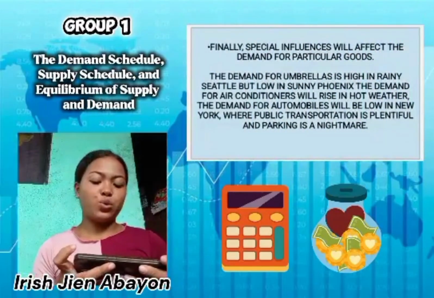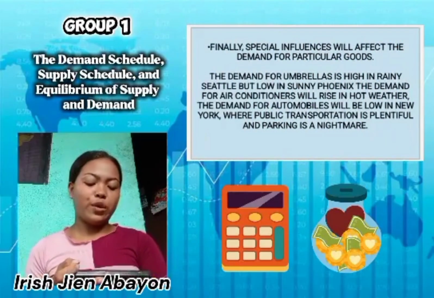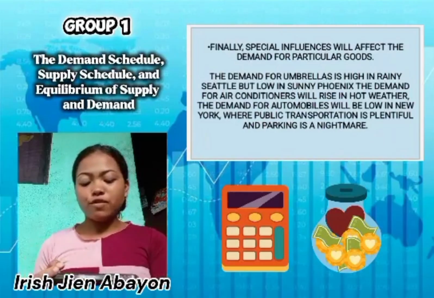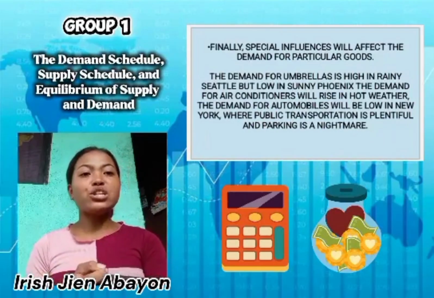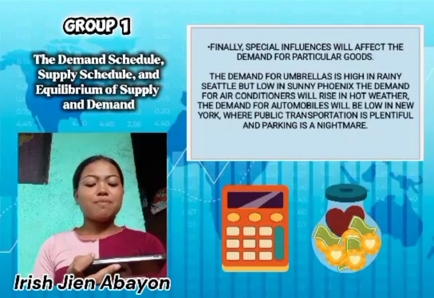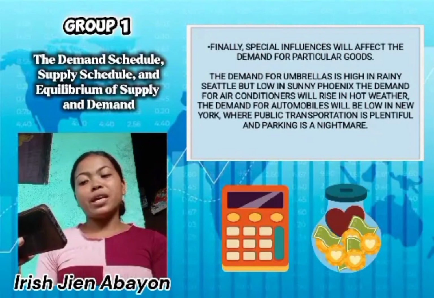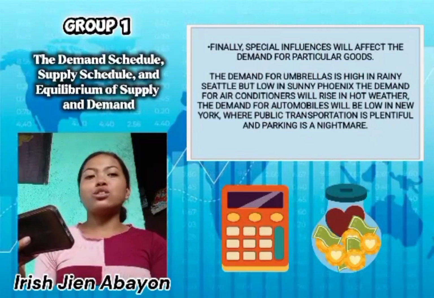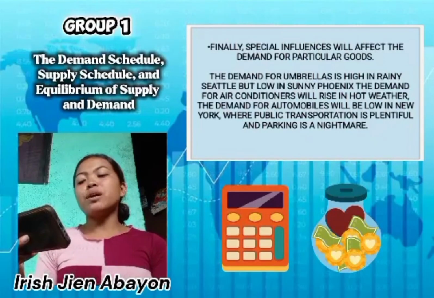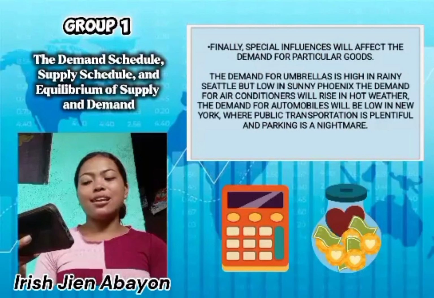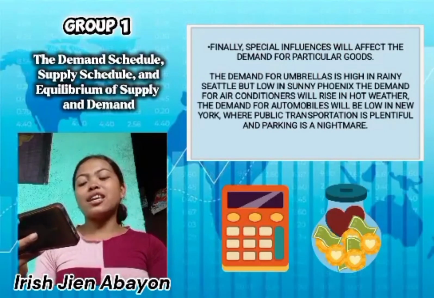Finally, we have the last one, special influences. Some special influences can affect the demand for certain goods. The demand for a product changes depending on location, climate, and local conditions. The demand for umbrellas is high in rainy Seattle, but low in sunny Phoenix.